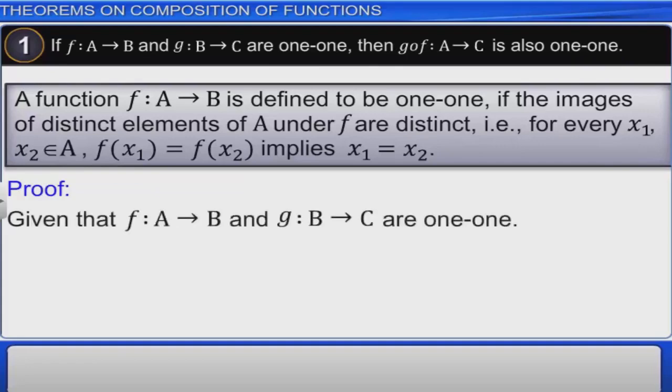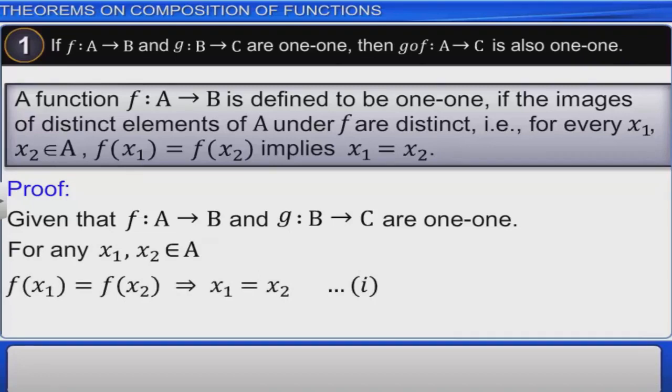We are given that functions f and g are 1-1. This implies that for any arbitrary elements x1 and x2 belonging to set A, if we have f of x1 is equal to f of x2, then x1 is equal to x2. Also, g of x1 is equal to g of x2 implies that x1 is equal to x2.